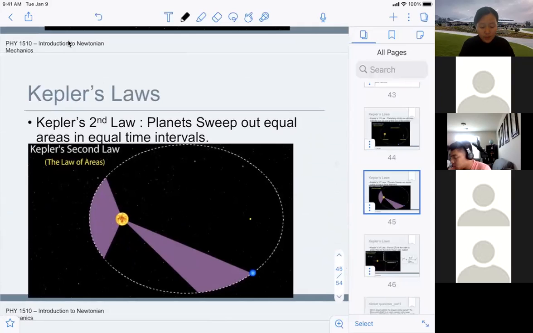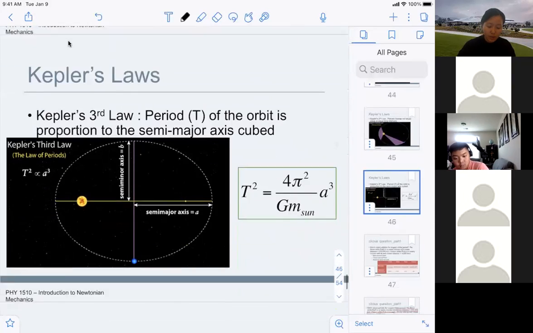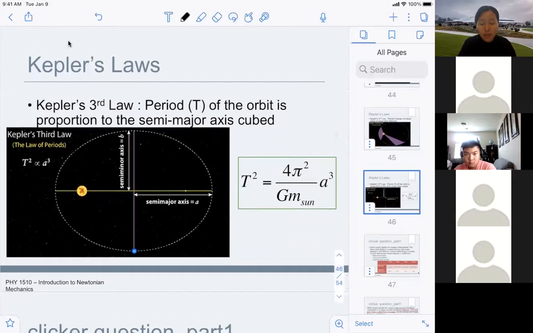Kepler's second law says that in equal amounts of time, the planet sweeps out equal areas. So this area is equal to that area in the same amount of time. That's Kepler's second law. Kepler's third law gives us an equation that tells us how long it takes the planet to go around.